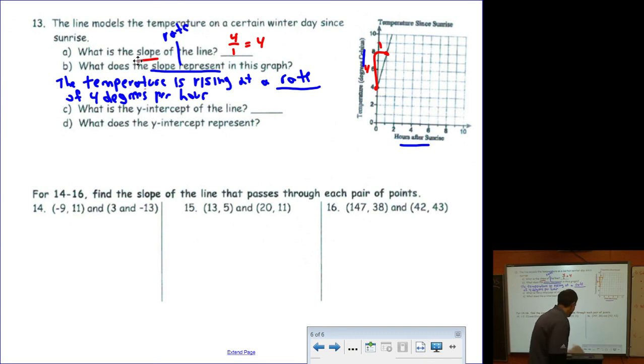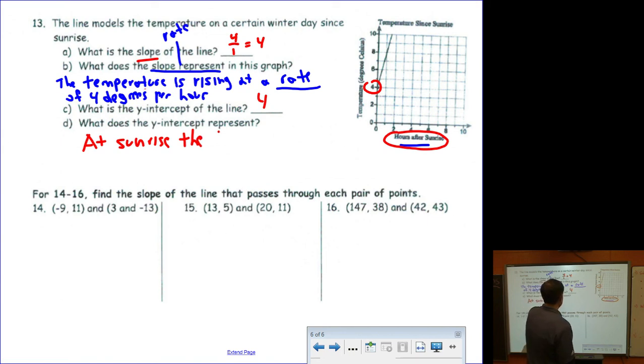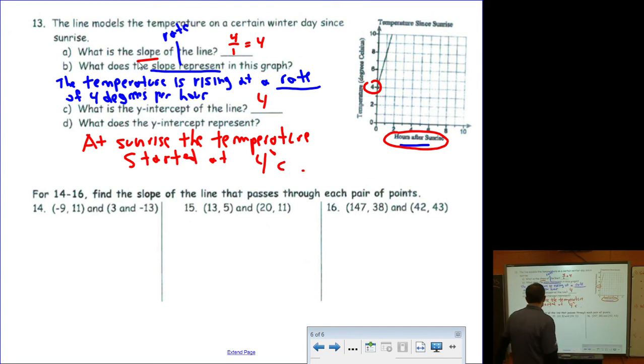And what is the y-intercept of the line? Well, the y-intercept of the line is right here, also 4. And the y-intercept always represents the beginning amount. So the beginning temperature is 4, or since this is hours after sunrise, that means right at sunrise, the temperature started at 4 degrees Celsius, I suppose.